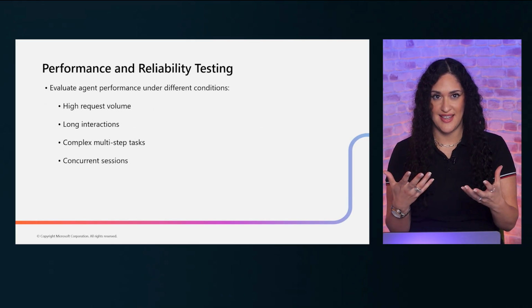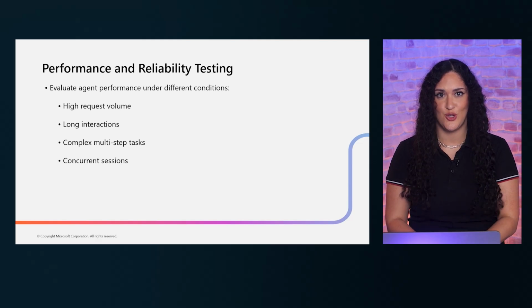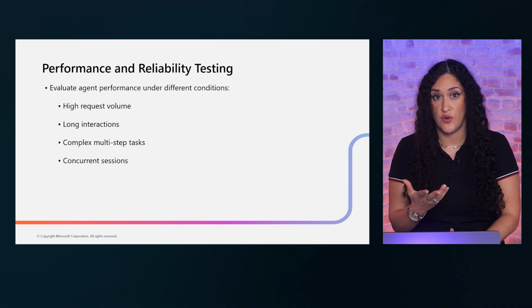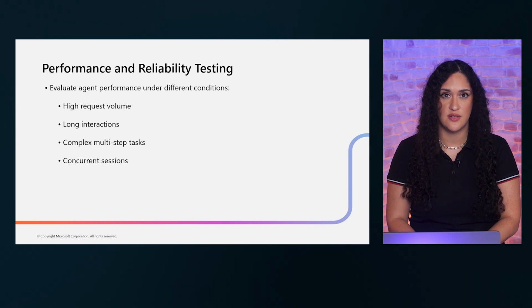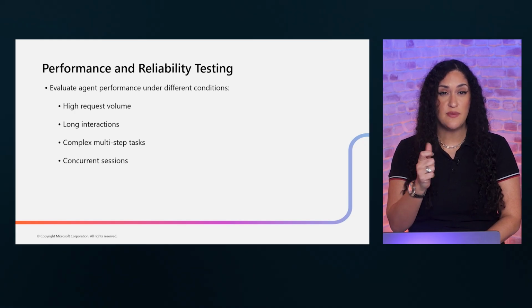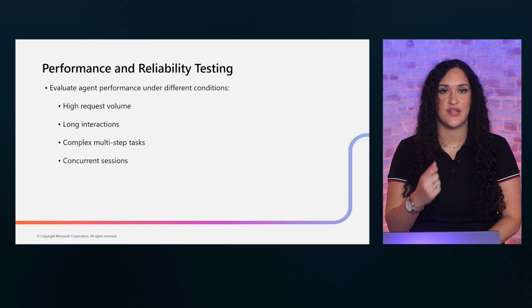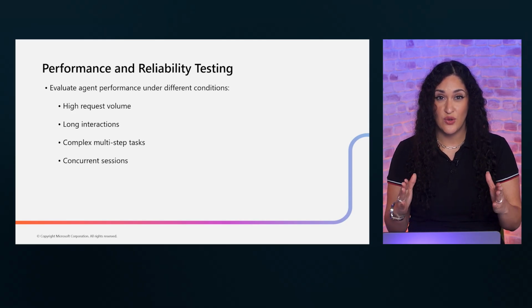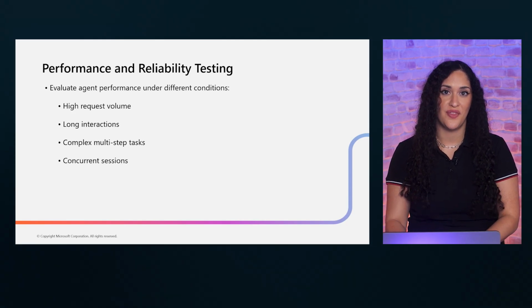Performance and reliability testing is about stress testing your agent under real-world conditions. How does it perform under high request volume? What happens during long, extended interactions? Can it handle complex, multi-step tasks without losing track? And what about concurrent sessions when dozens or hundreds of users hit it simultaneously? The best practice is to simulate peak loads and worst-case scenarios. Test the boundaries so you know exactly what they are.